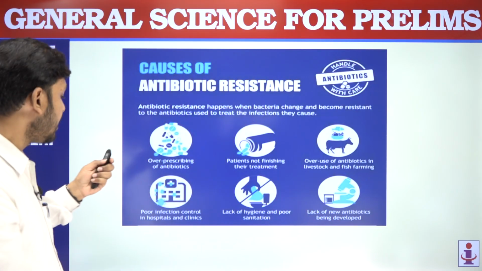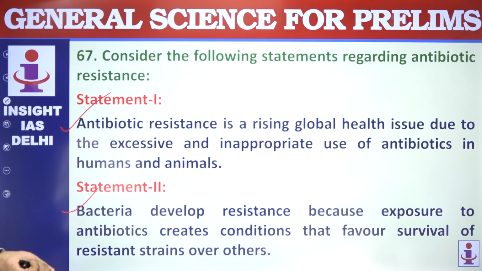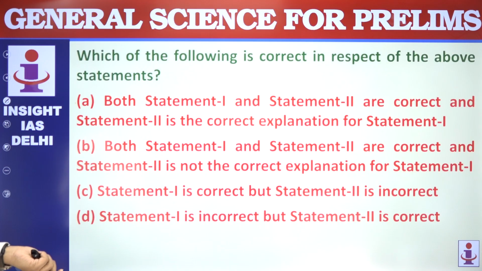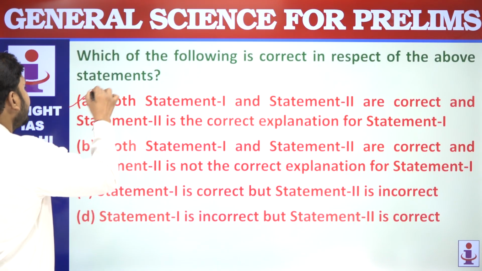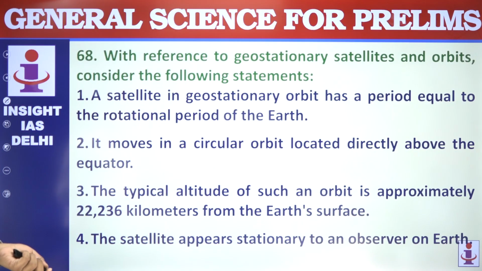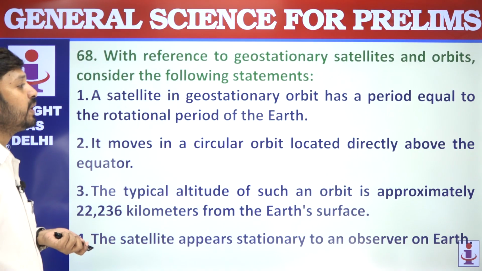These are some of the reasons because of which antibiotic resistance is occurring, and in our case both are correct and both are explaining each other. So the option will be A. With reference to geostationary satellites and orbits, consider the following statements. A satellite in geostationary orbit has a period equal to the rotation period of Earth.